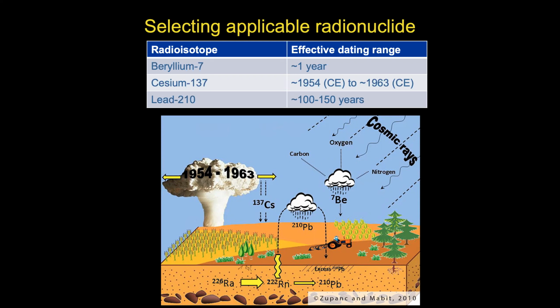I want to note that I'm just very briefly going to describe the effective dating ranges of these, and for any lab techniques and principles associated with these radioisotopes, please watch Dr. Reed Corbett's talk on the topic. So beryllium-7 has an effective dating range of approximately 1 year. Cesium-137 can date between the years 1954 and 1963 CE, and that depends a lot on where you are in the world. Lead-210 has an effective dating range of about 100 to 150 years. Very briefly, all of these radioisotopes generally fall down from the atmosphere, where they become incorporated into the sediment that we are trying to date the coastal deposits associated with.